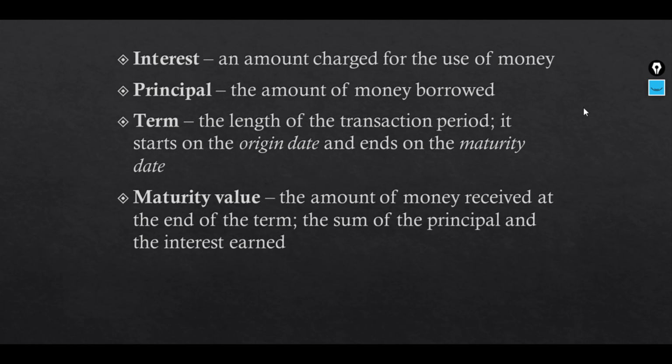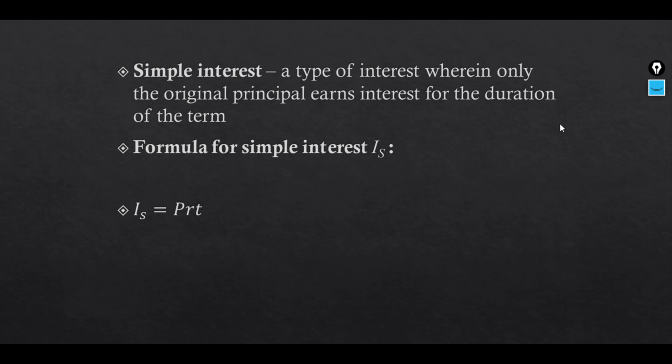Maturity value is the amount of money received at the end of the term. It is the sum of the principal and the interest earned. The first kind of interest is simple interest, a type of interest wherein only the original principal earns interest for the duration of the term. For example, a time deposit uses simple interest.